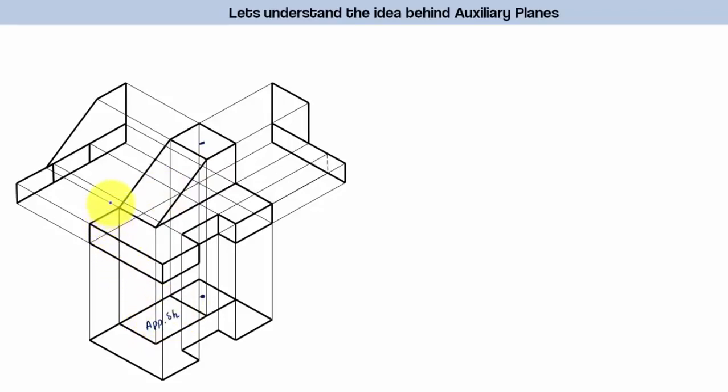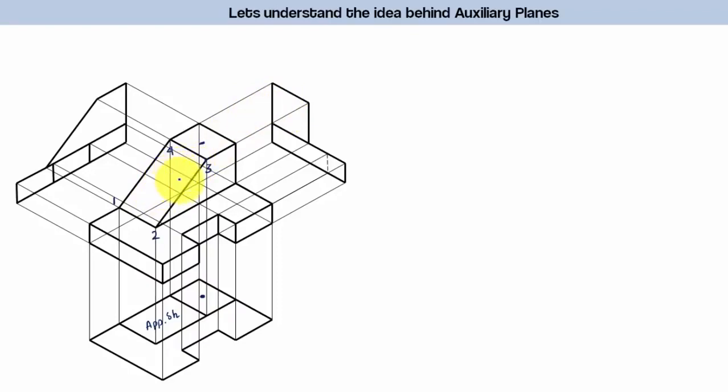If I number this 1, 2, and let's say this point is 3, and this is 4, this over here represents the apparent shape of 1, 2, 3, 4. And when you look at this from the side, this also is the apparent shape of rectangle 1, 2, 3, 4.